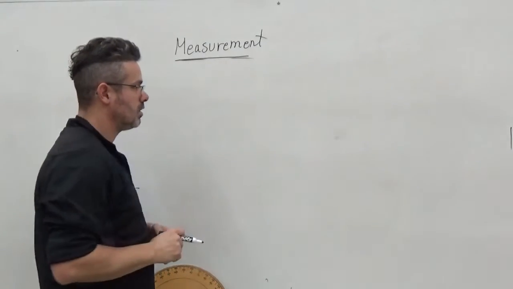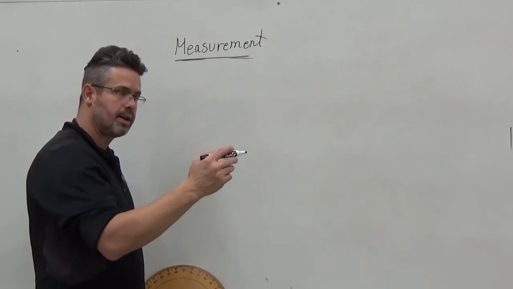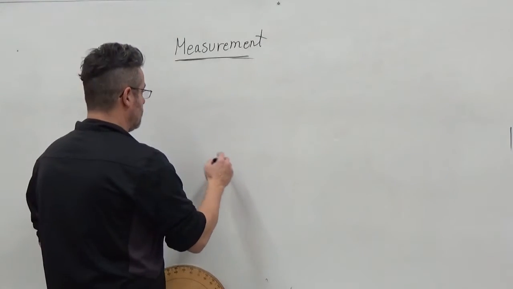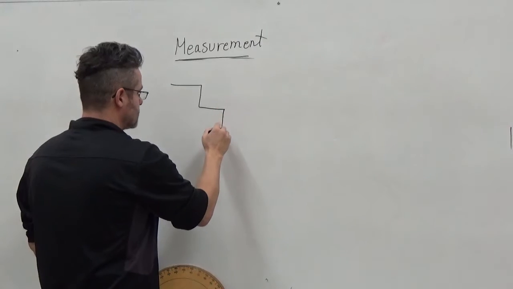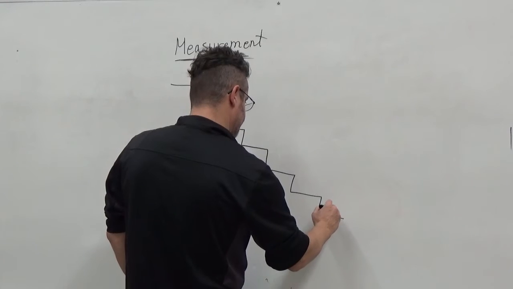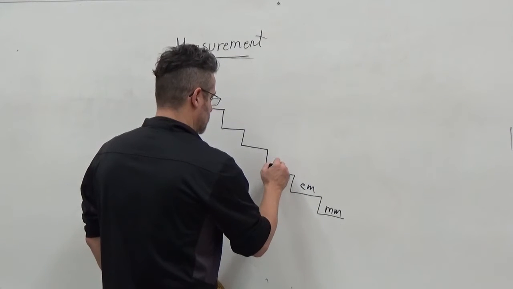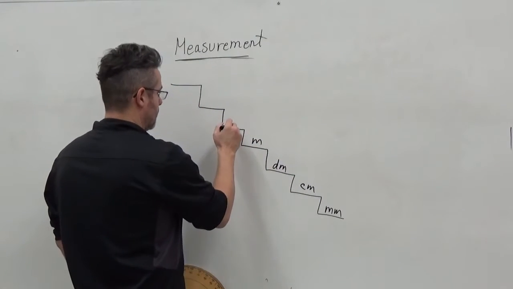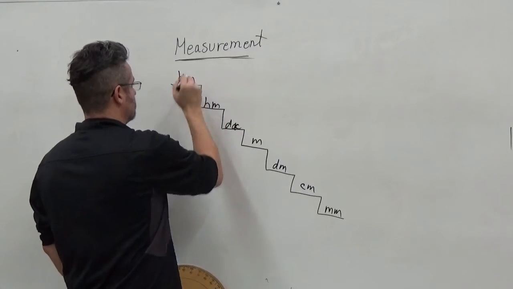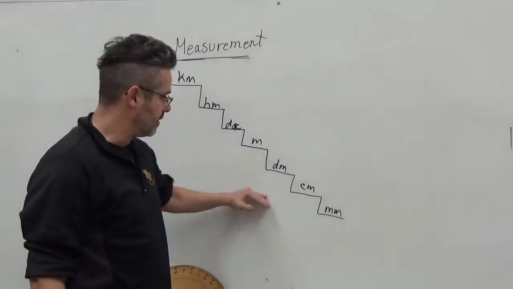But the one thing that we want to know and get used to is the concept of going from one unit to the next. So what we do is we use this ladder, or these steps, I guess we'll call them. We need to understand the millimeters is our smallest unit, and we have centimeters, decimeters, meters, decameters, hectometers, and kilometers. Okay. And we need to understand that these are actually factors of 10.